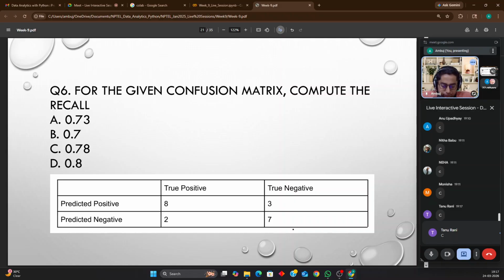So it means 0.78 you are getting. Which method is also calculated?